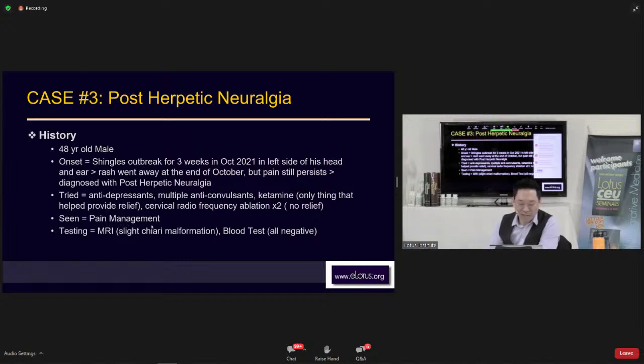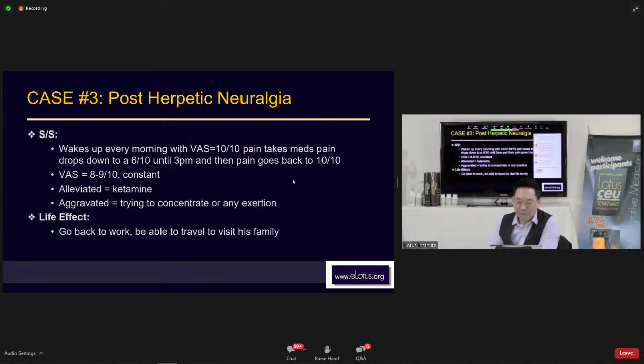This patient also had a slight Chiari malformation. Blood tests all negative again. He wakes up every morning with 10 out of 10 pain. That's how he starts his day. How terrible is that, right? He takes pain meds, which drop it down to 6 out of 10 until 3 p.m., and then it goes right back up to 10.